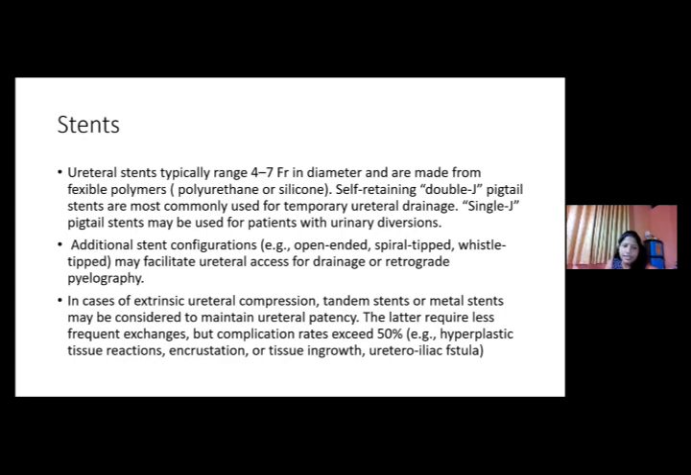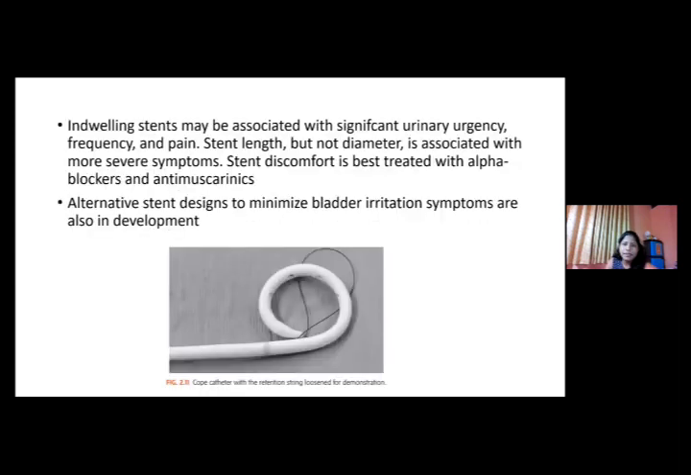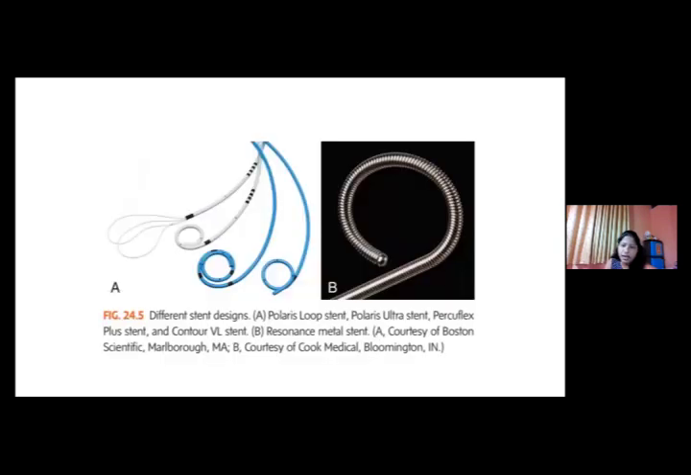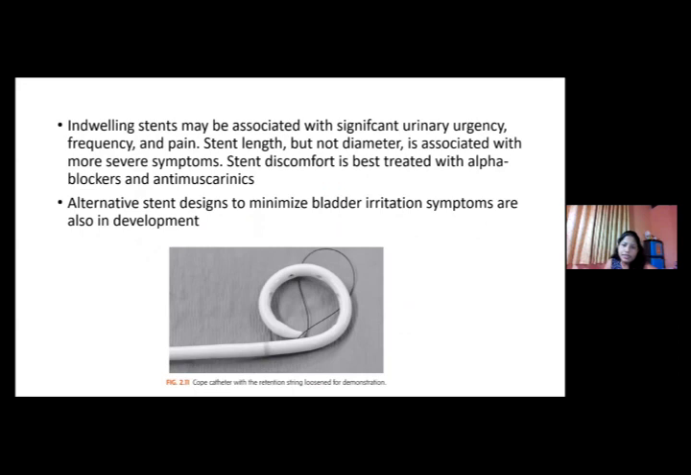When there's an extensive ureteric compression, metallic stents are more commonly used, and they have a patency of about 50%. But because of hyperplastic tissue reaction, incrustation and tissue ingrowth, these are the complications, and it can also cause ureteroiliac fistula. And the other problem is stent morbidity. When there's an indwelling stent, it can cause significant urinary urgency, frequency, and stent-related complications. It can be managed with alpha blockers and antimuscarinics. And to minimize the irritation symptoms, there are specifically designed stents also available.